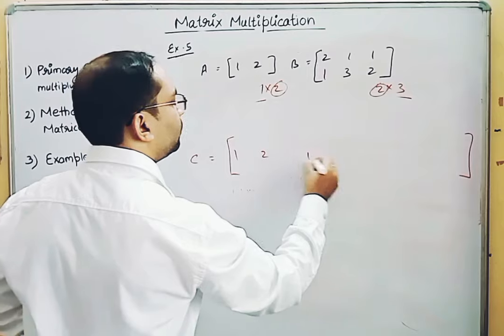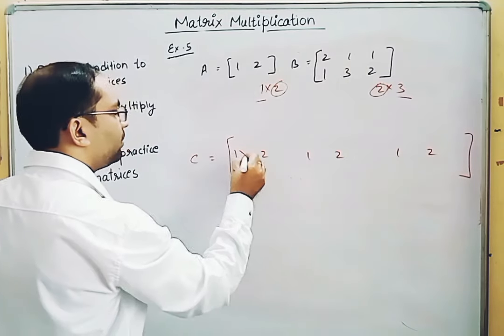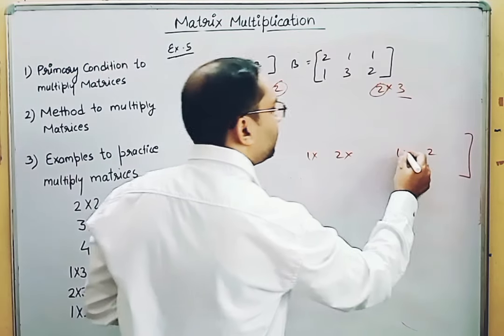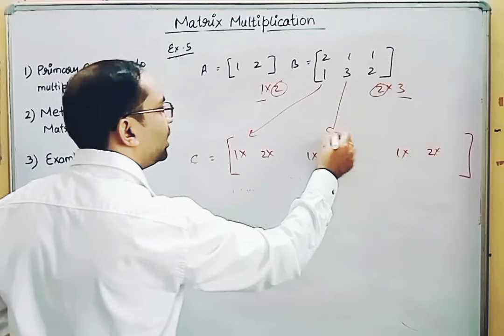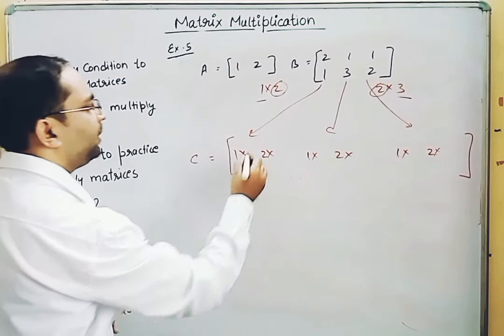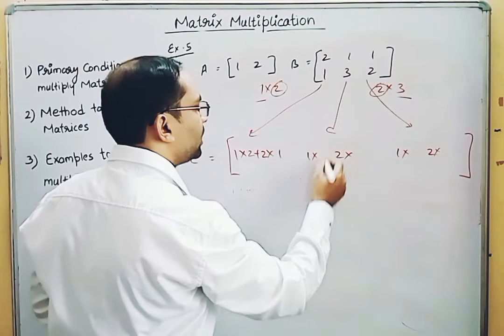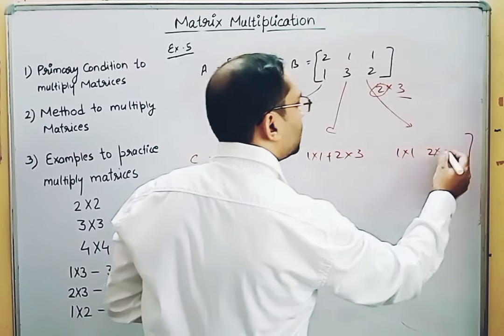So this is 1, 2, 1, 2, and this is 1, 2. I'll supply a multiply sign in between. So I'll supply a multiply sign, and then I'll supply columns here. Column 1 here, column 2 here, and column 3 here. So this will be 2, 1, and plus. Then this is 1, 3, plus. Then this is 1, 2, plus.